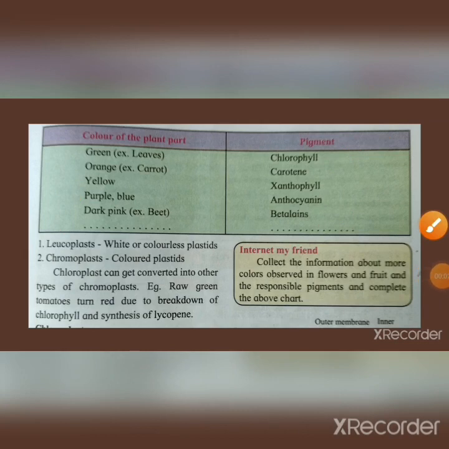Leucoplast: white or colorless plastid. Chromoplast: colored plastid. Chloroplast can be converted into other types of chromoplast. For example, raw green tomatoes turn red due to the breakdown of chlorophyll and synthesis of lycopene.